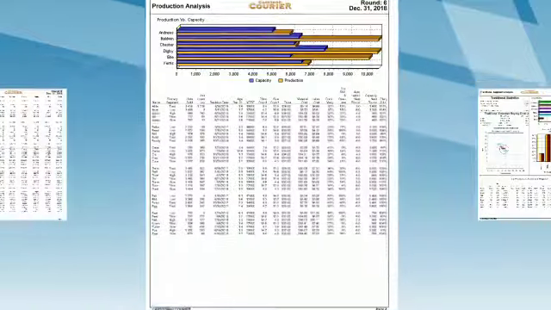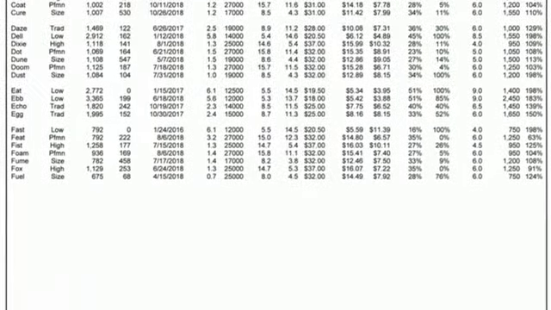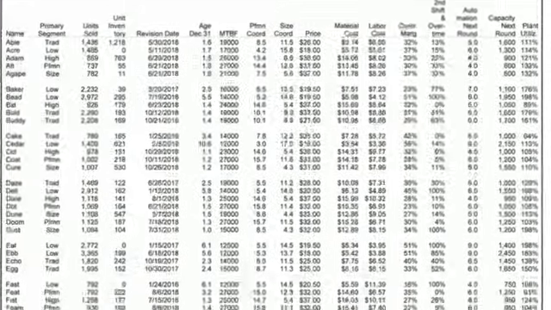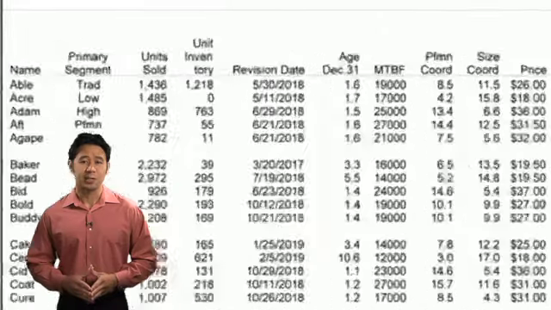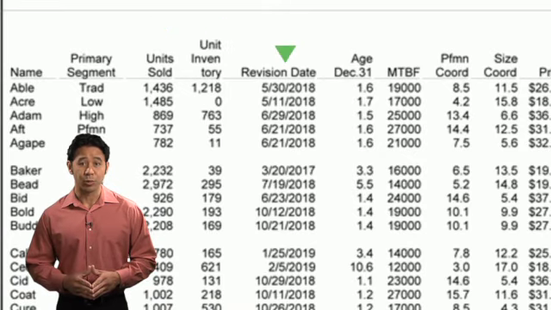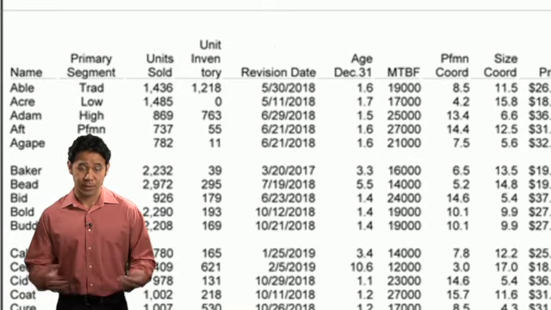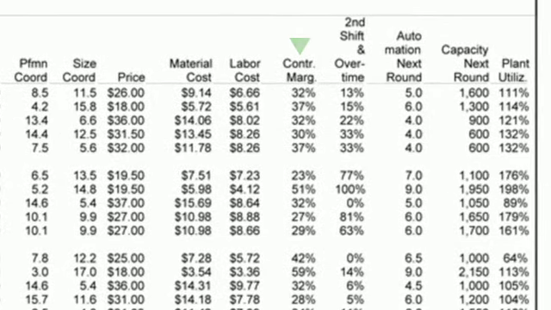The production information area of the production analysis gives you a snapshot of last year's sales activity. Every publicly known product in the market will be listed here. Generally, high sales and low inventory are good signs of success. The revision date is when the product was invented or last revised. The contribution margin percentage is sales minus labor, material, and inventory carrying costs divided by sales.